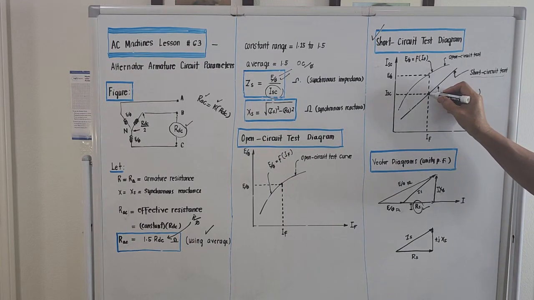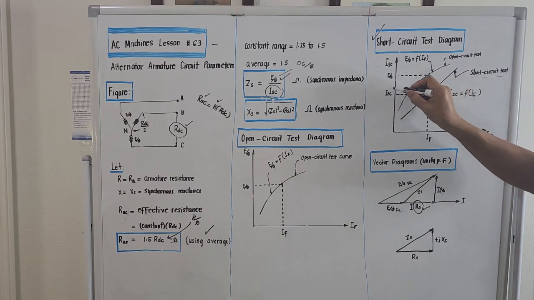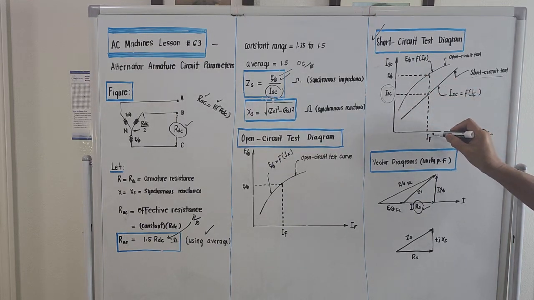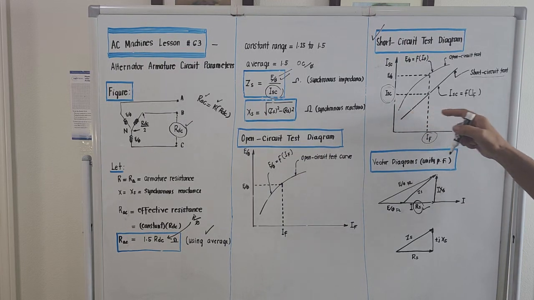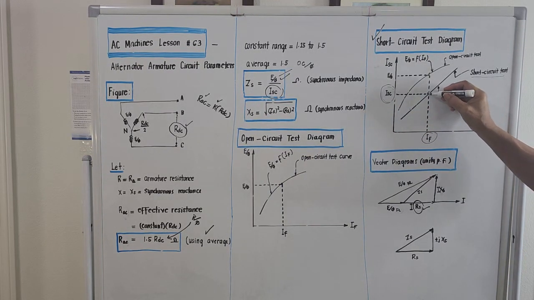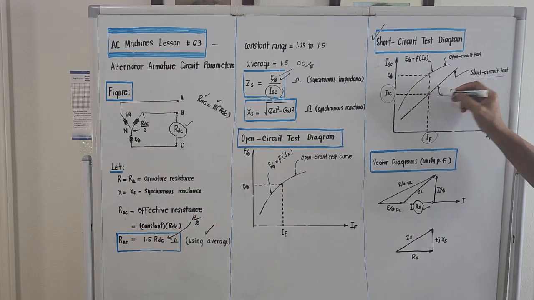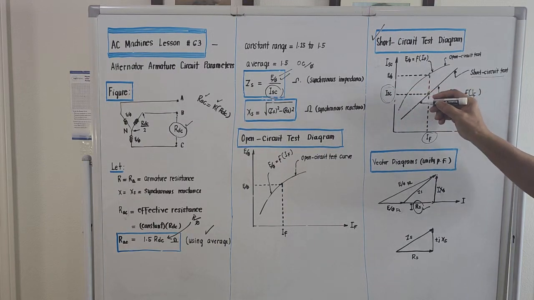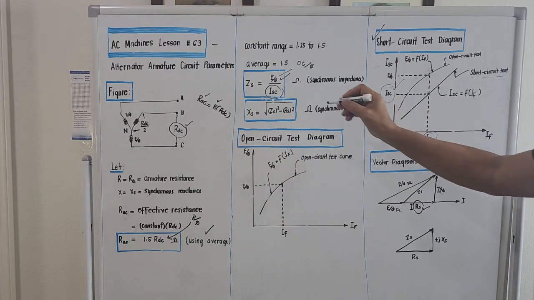Considering this point for the meantime, this portion here is the short circuit current, and this portion here is the excitation current that produces that short circuit current. So whatever comes from the intersection, if this is IF, it intersects the short circuit test line, and if we draw a horizontal line, that horizontal line is the short circuit current. And the short circuit current here is the one that will be needed here.